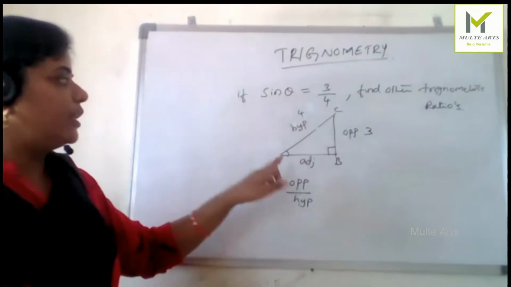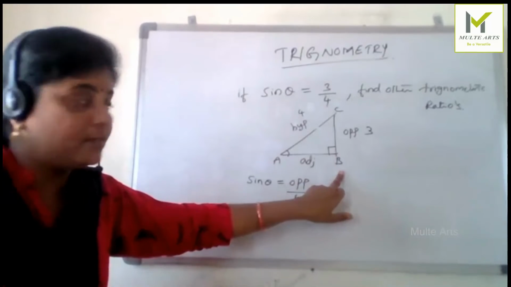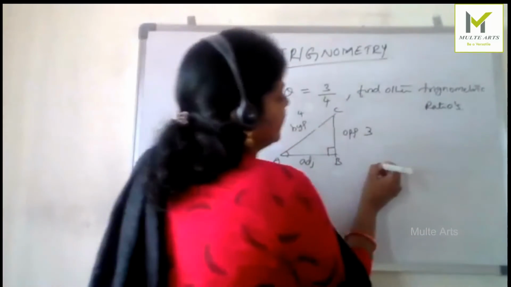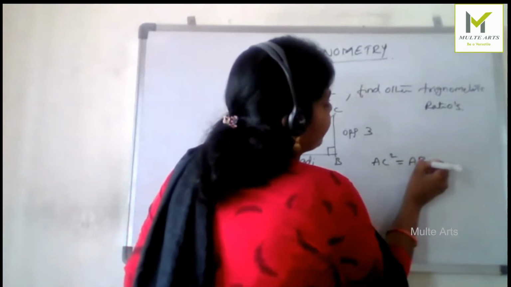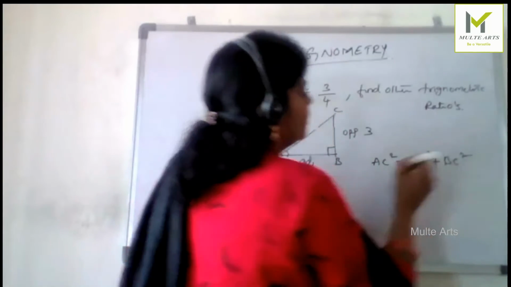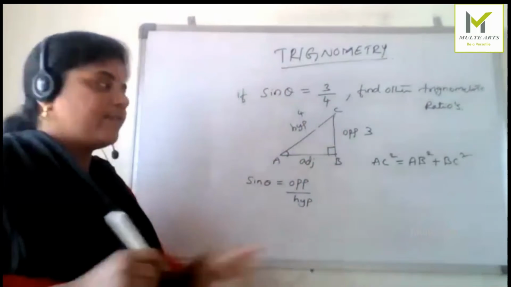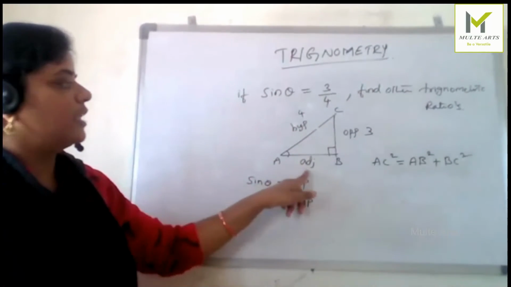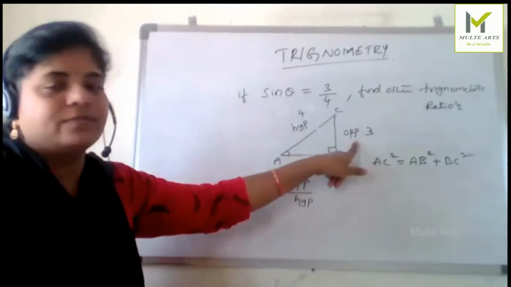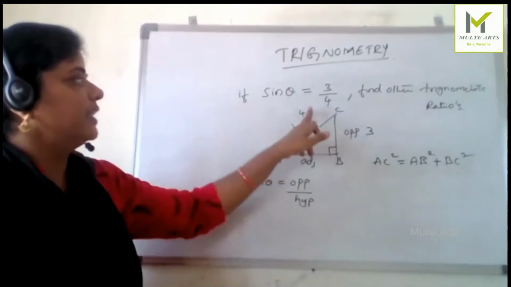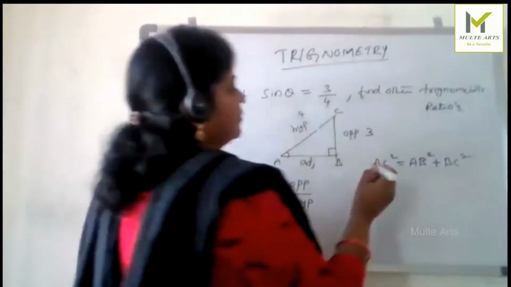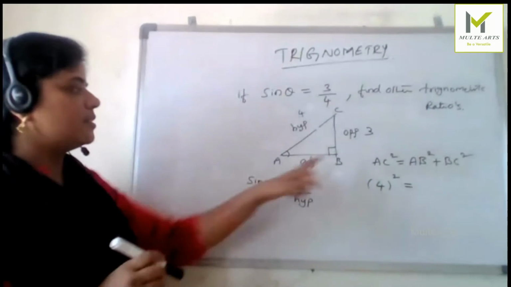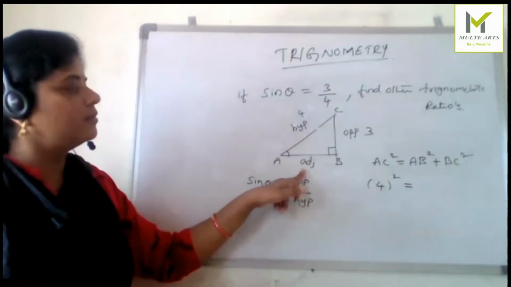Before knowing the value of AB, I would like to tell one very important thing, that is the Pythagoras Theorem. Pythagoras Theorem is nothing but AC square equals AB square plus BC square. That is, the square of the hypotenuse is always equal to the square of adjacent plus the square of opposite. We know that AC is equal to 4, so we can write in place of AC, 4 whole square. AB is the adjacent, which we don't know. We have to find it out.